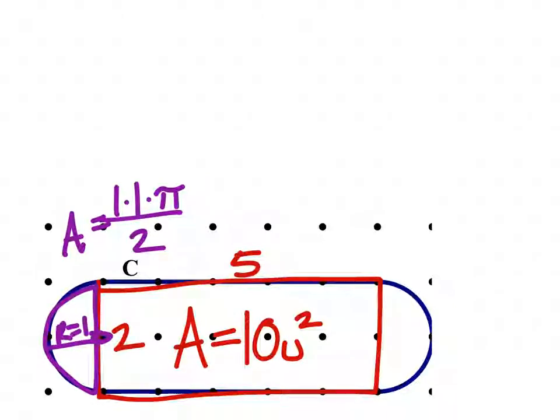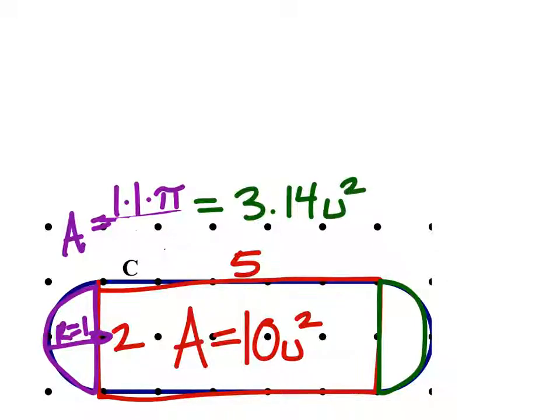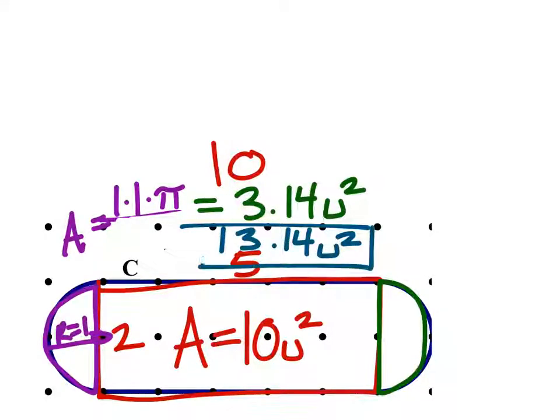If we have this other one, then we have a full circle, which means we can just make that 1 times 1 times pi, right? Alright, so if we multiply these and then round it, I would get 3.14 units squared. But I need to add that to 10, right? So my total area would be 13.14 units squared.